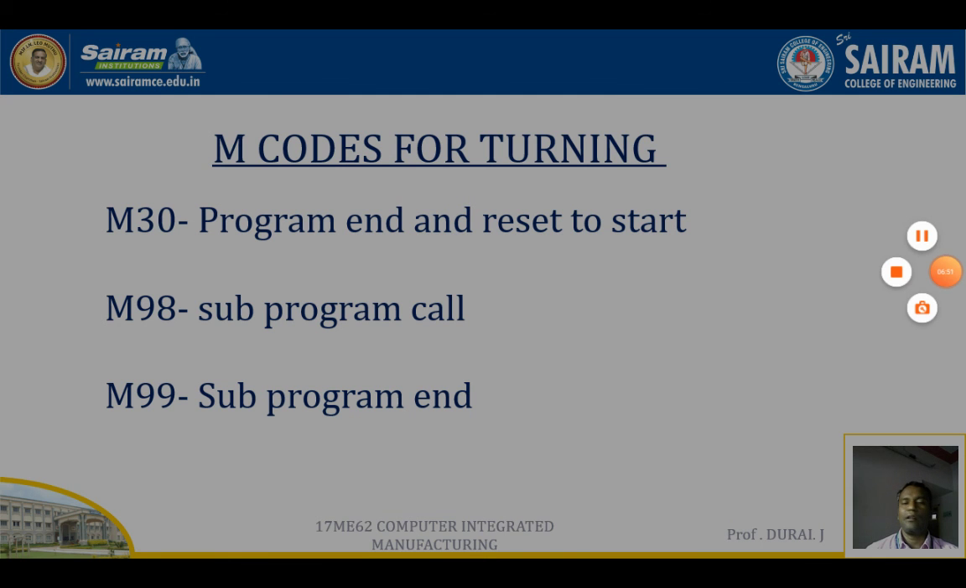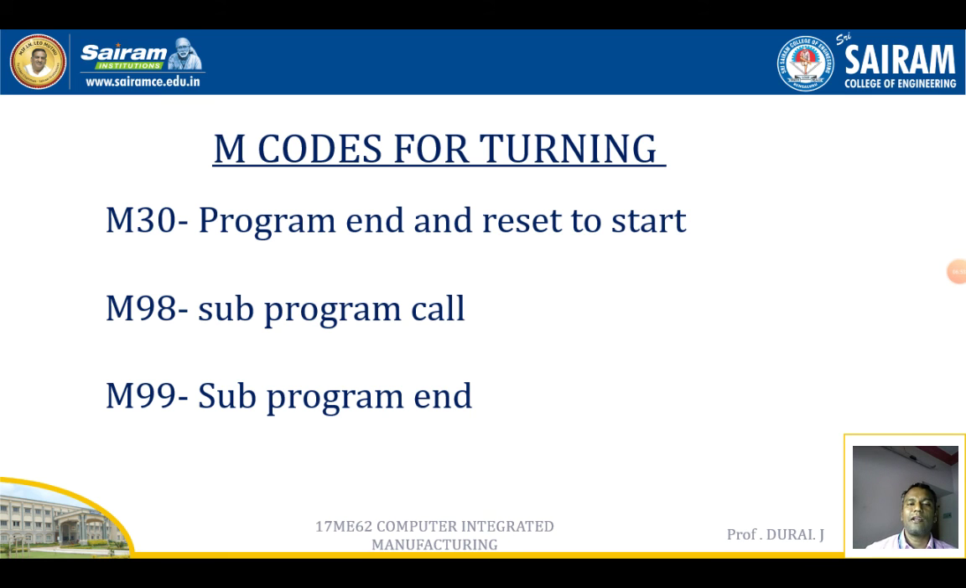And one more thing, M30, program end and reset to start. Usually the CNC machine is used in mass production systems, so we are not going to stop the program after a single operation. It requires multiple operations. At those times you can give the M30 command. That means once the program ends, it will move back to the top of the program, and the process will continue again with the use of this M30 command. The program will begin again, ready to start a new operation. That is the meaning of the M30 command.